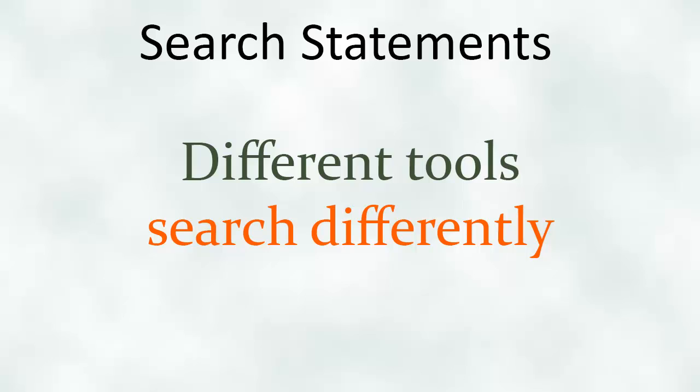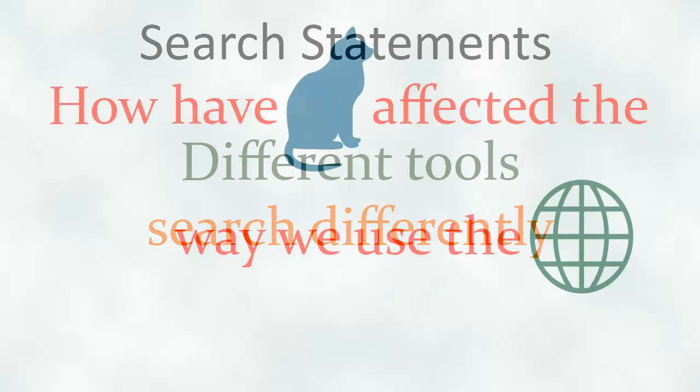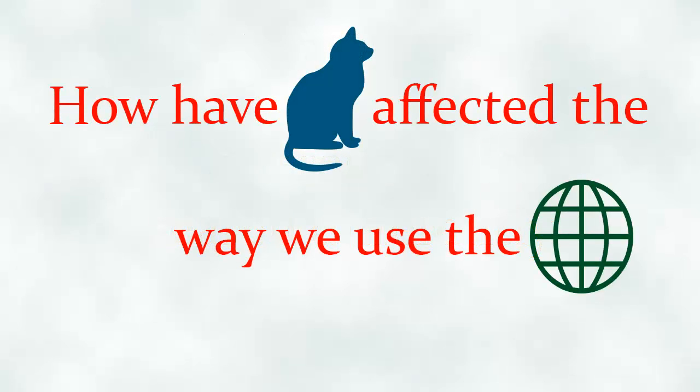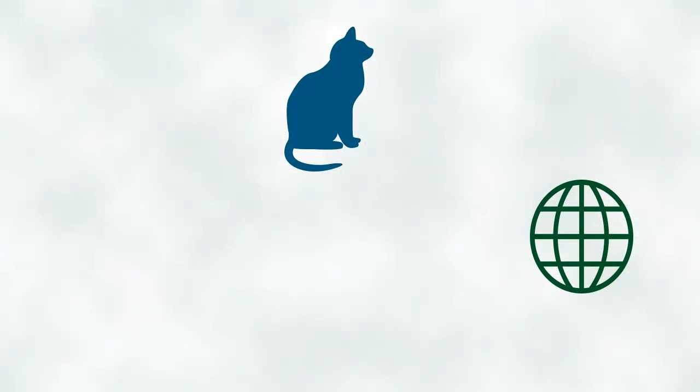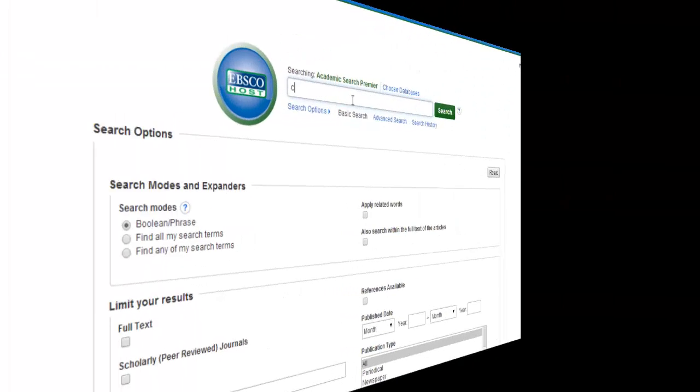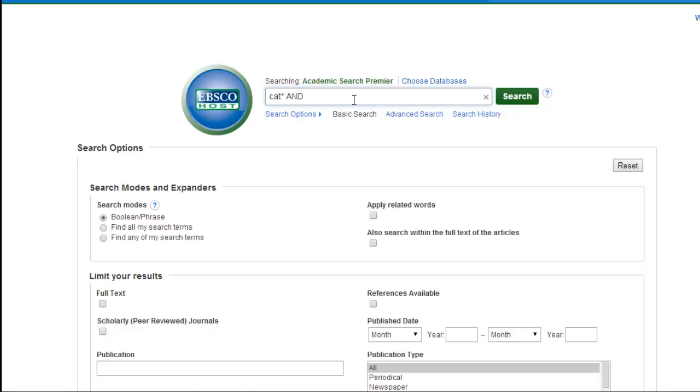For example, let's say that I am researching the question, how have cats affected the way we use the internet? The first thing I'm going to want to do is take out all the unnecessary words and focus on the keywords. In this case, I'm left with cats and internet. Next, I take my keywords and go to Academic Search Premier. In Academic Search Premier, I type in cat and internet.